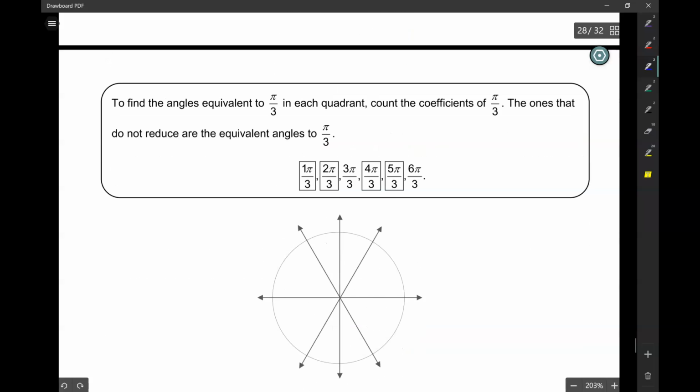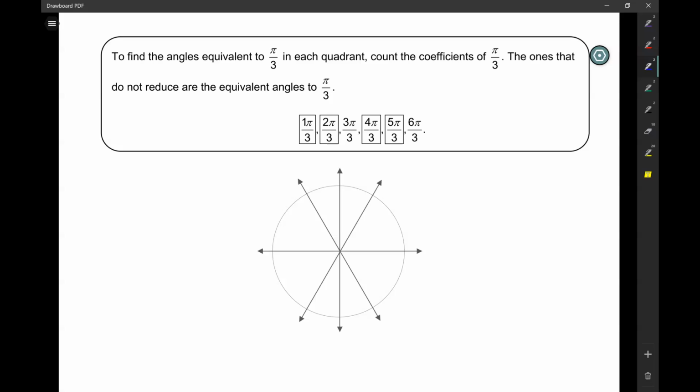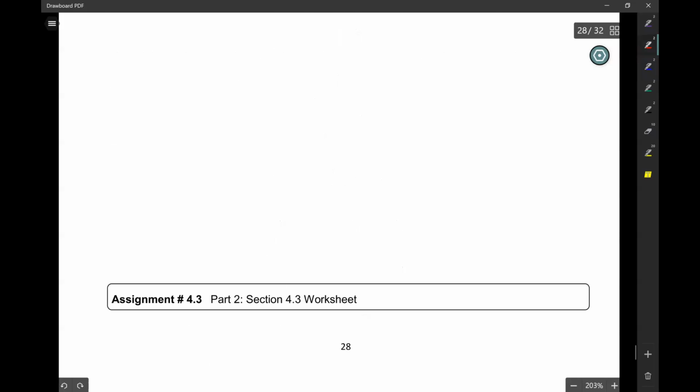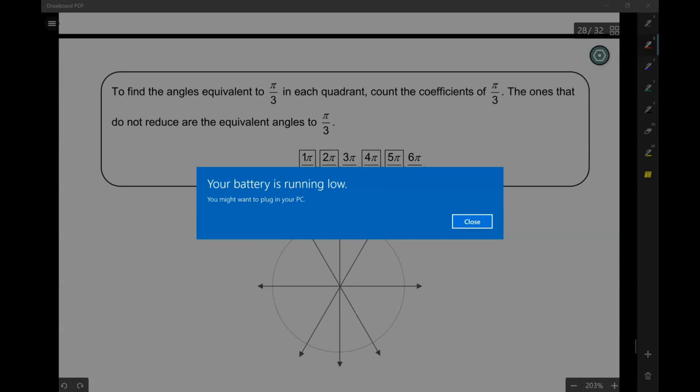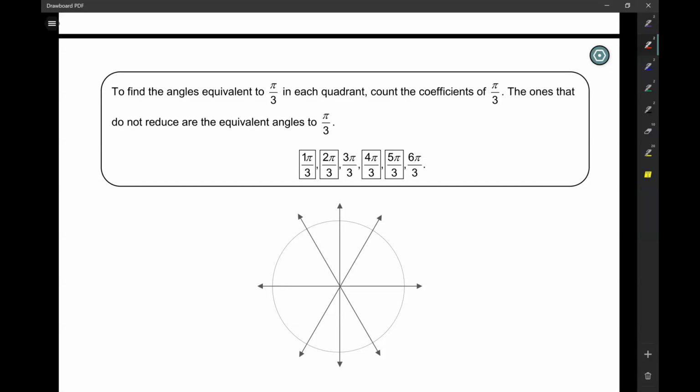So next is the pi over 3s. Like I was telling the other class this, let me plug this in.